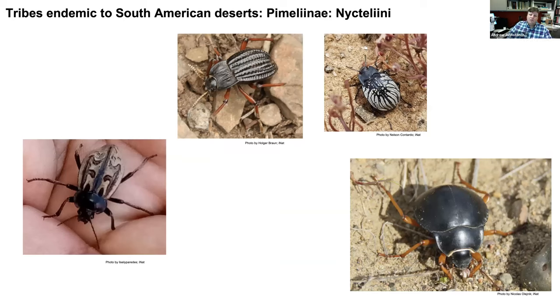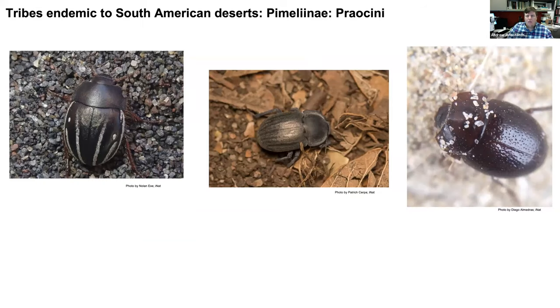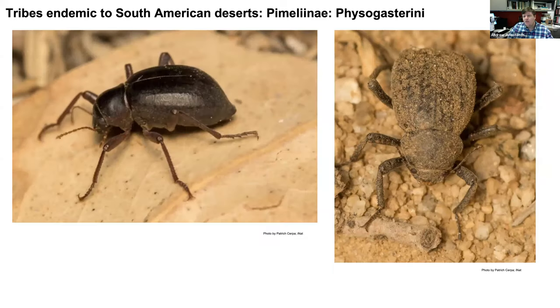But then we also have some Pimeliine groups, right? Such as the Nycteliinae. This tribe is fairly large and it's restricted to South America. Some really, really cool forms and wonderful coloration, largely restricted again to the desert regions of South America. We also have the Praociini. And over on the right here, this certainly looks a lot like our Coniontines that we have in the United States. But again, this is a similar story of just a tribe that's restricted to South America. And we also have the Physogastrinae. So this is again another desert dwelling tribe that lives only in the South American deserts.